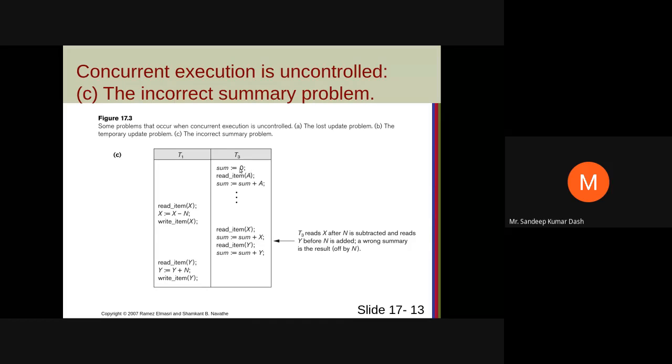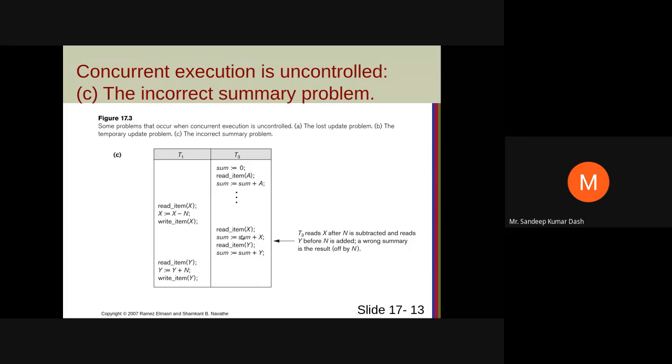Here incorrect summary means you are generating a summary of some data items. Here the summary is initially 0. Suppose this is a variable. You are adding each item and generating the summation. Summation plus a is stored here, summation plus b, summation plus something, then you are summing up x and y. Parallelly, concurrently, another transaction is performing the same. X is deducted by n, write x, read item y; n is being deducted from x and added onto y. That transaction you are performing here. Side by side you are performing a summation operation.